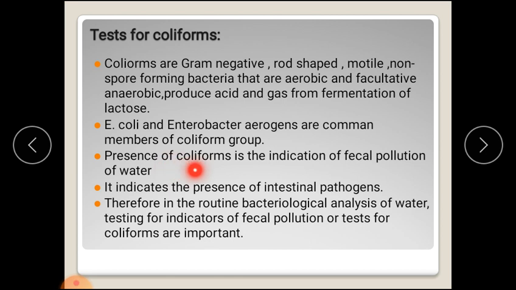If there is a presence of coliform, it acts as an indicator. Indicator of what? That the water has been polluted by fecal matter. It also tells that water may contain some intestinal pathogens. Therefore, to find out whether the water is fecally polluted or not, the routine bacteriological analysis of water testing is done.